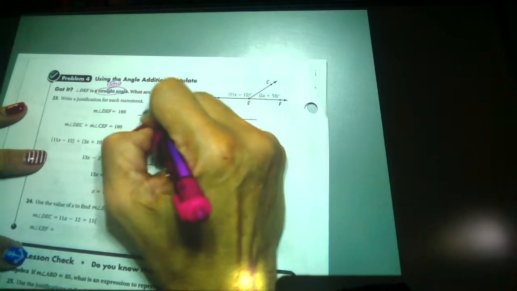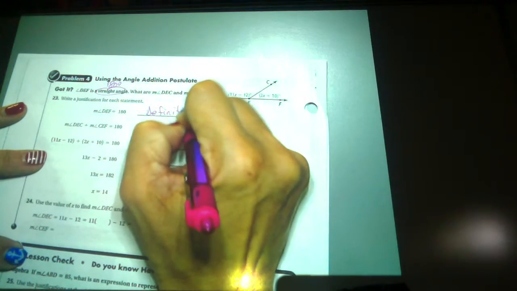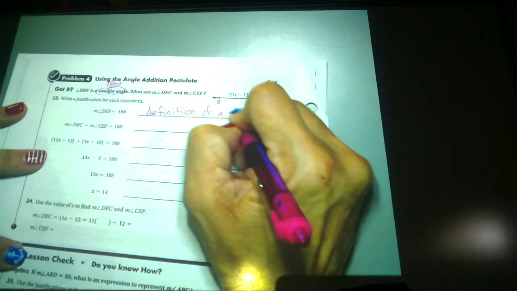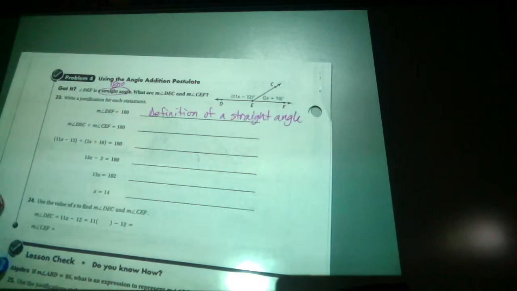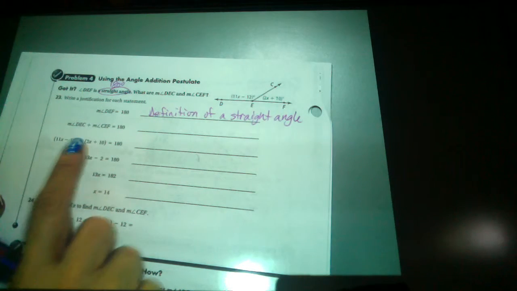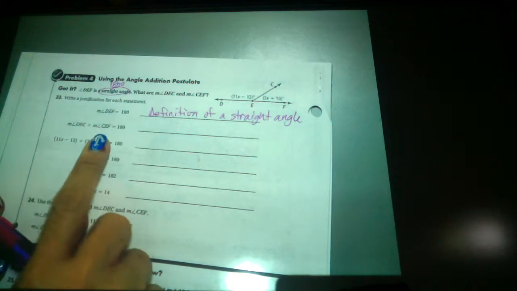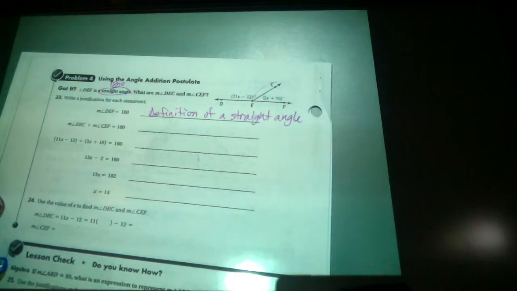What are the measures of angle DEC and angle CEF? So here's your justification. Measure of angle DEF is equal to 180 degrees. Wouldn't that be the definition of a straight angle? We made that conclusion that from that straight angle we got the fact that it's equal to 180 degrees. Then what are they doing here? Small angle plus small angle equals 180 degrees. This plus this equals 180.